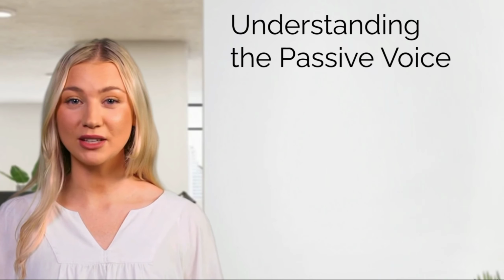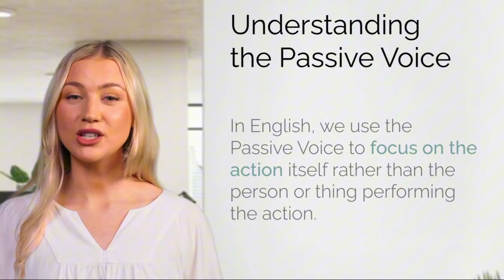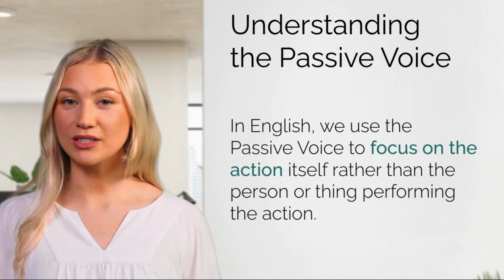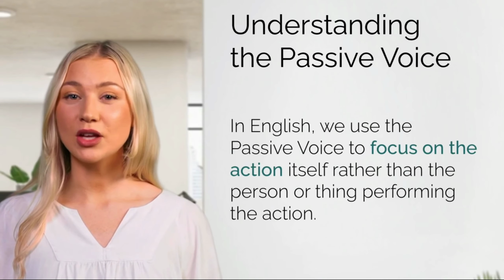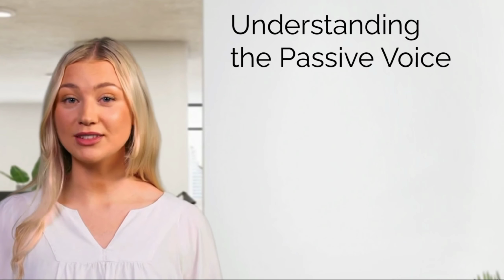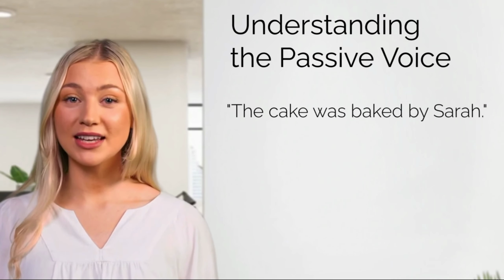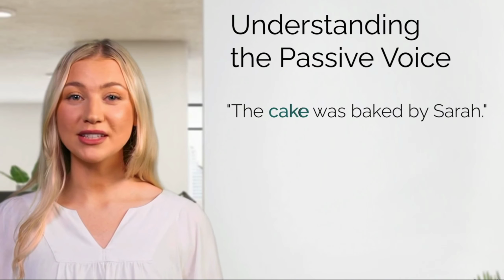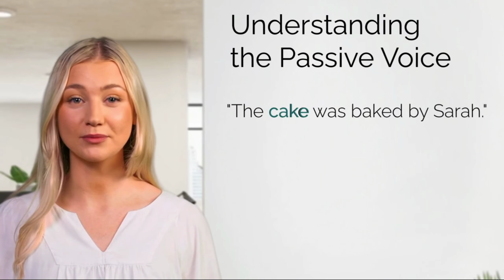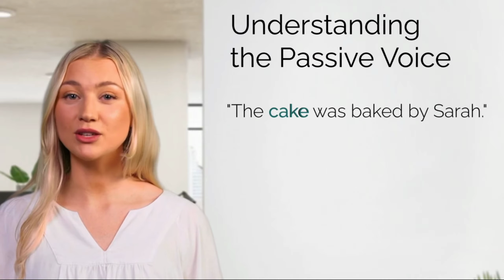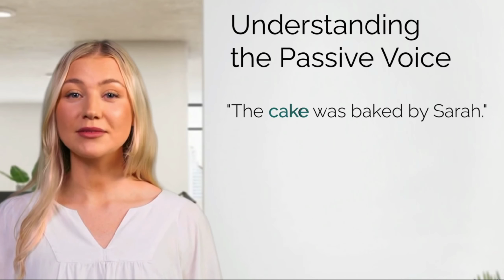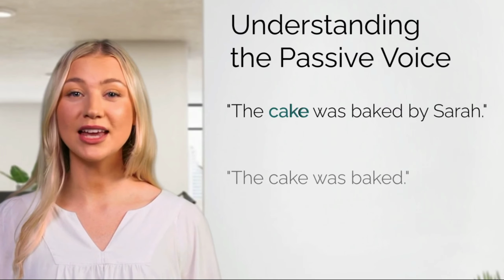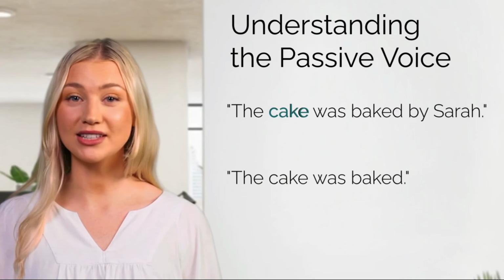So, what exactly is the passive voice? In English, we use the passive voice to focus on the action itself rather than the person or thing performing the action. Let's take a simple example. The cake was baked by Sarah. Here, the focus is on the cake, not on Sarah, who actually did the baking. In fact, in many cases, the doer of the action, also known as the agent, might not even be mentioned. For instance, we could just say, "The cake was baked." This is the passive voice in action.